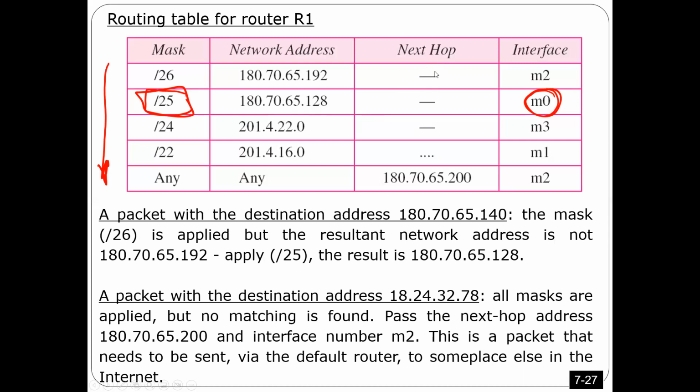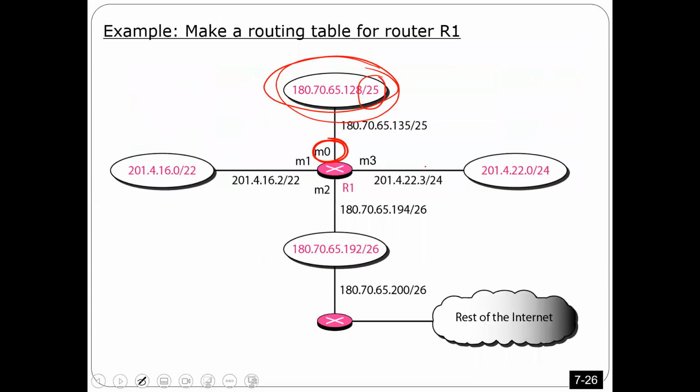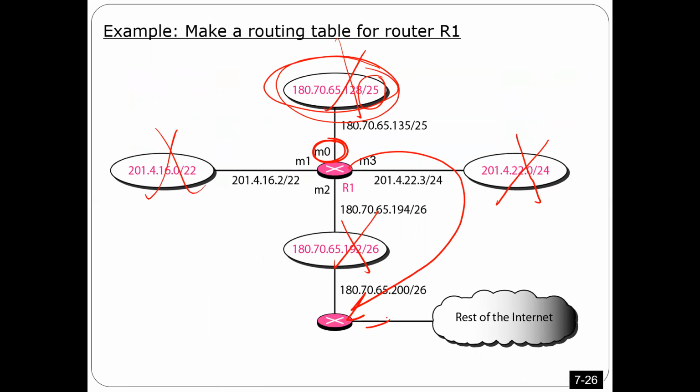And you can see in this column there is no next hop, because you are going to deliver directly. There is no other hop. The only way you can have a hop here is when it is not here, not here, not here, not here, and I have to send it to the router. So the router is going to be one hop.